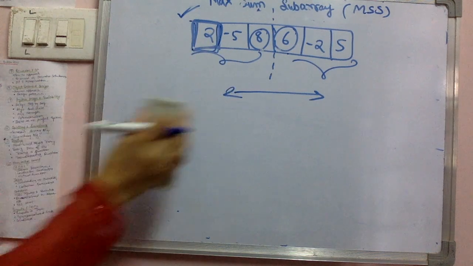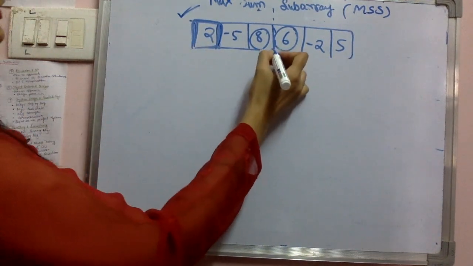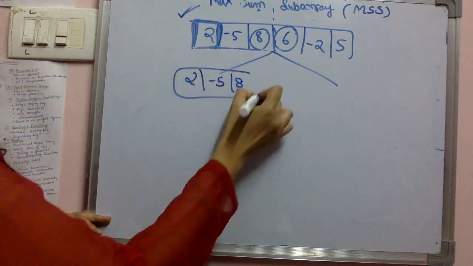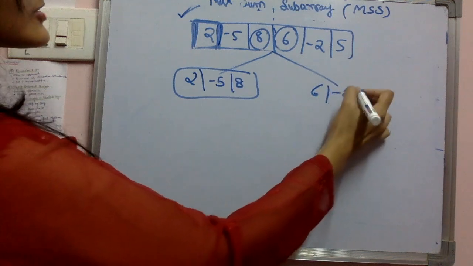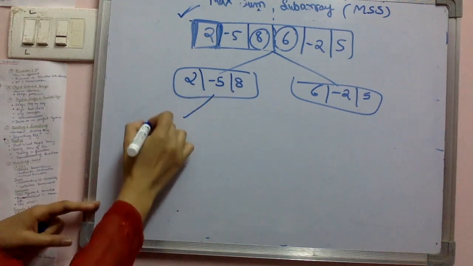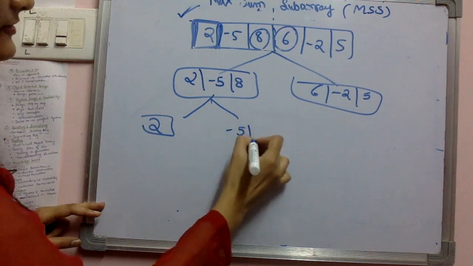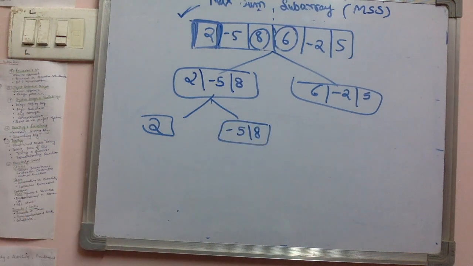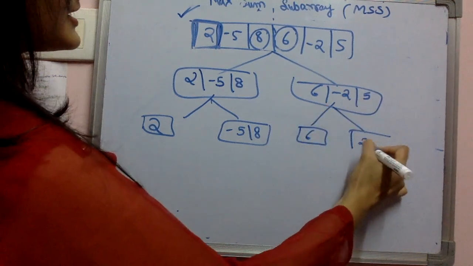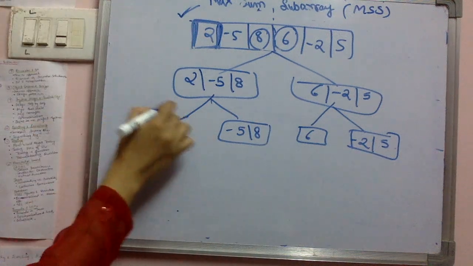So let's take this example and see how our algorithm will move further. It will be divided into two steps. Now we will have 2, 5, 8 in our left subarray and 6, minus 2 and 5 in our right subarray, and then it will be further divided. So it will be 2 on one side and minus 5, 8 on the other, and here it will be 6 on one side, and minus 2, 5 in our right subarray, and then this cannot be further subdivided.